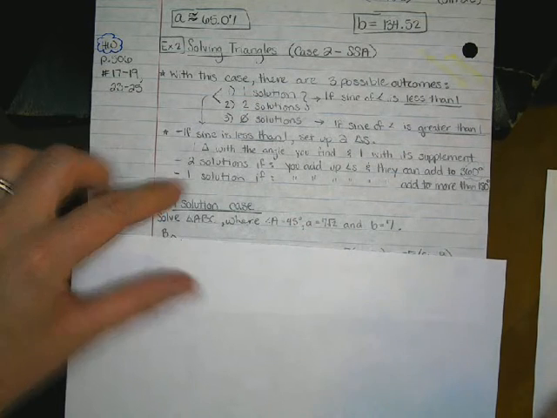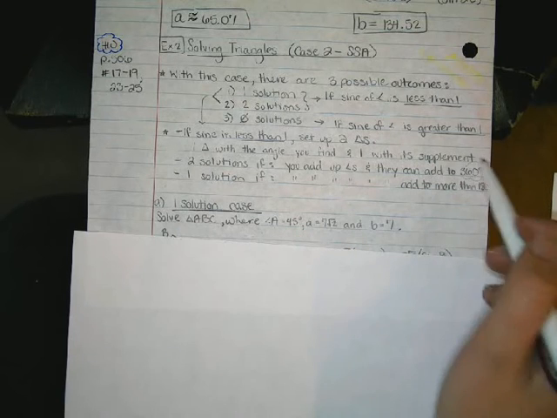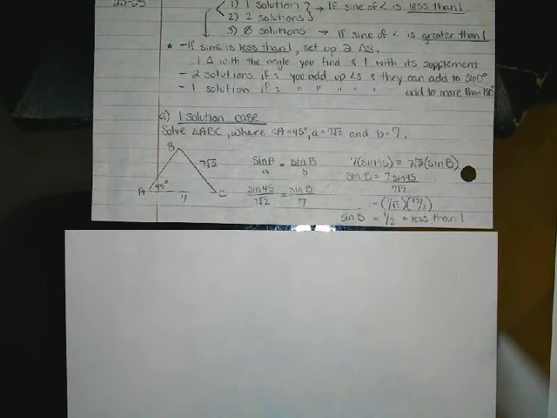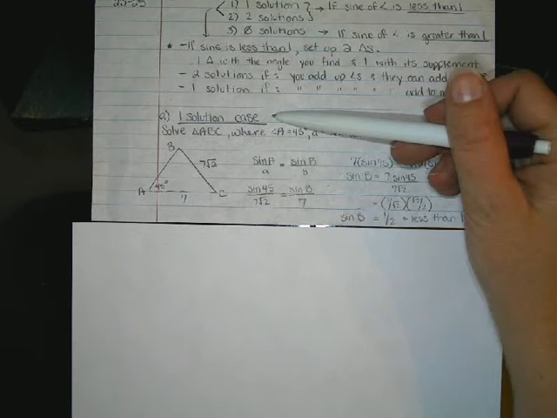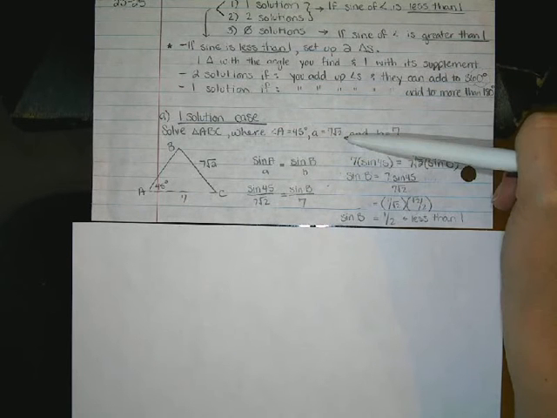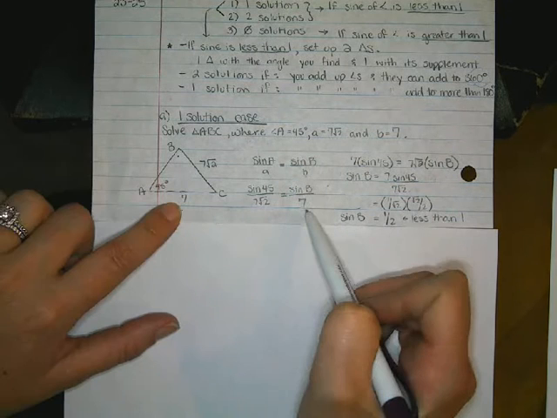So scenario number 1 is a one solution case. It says solve triangle ABC where angle A is 45, a is 7 root 2, and b is 7. So I plugged in that information over here. Now first, I would set it up. This is angle B and side b, so it would be the sine of B over 7, because that was the side. And this is sine 45 over its opposite side, which is 7 root 2.